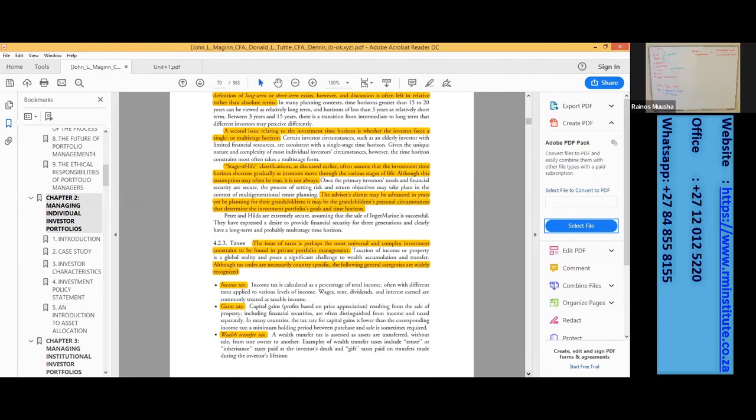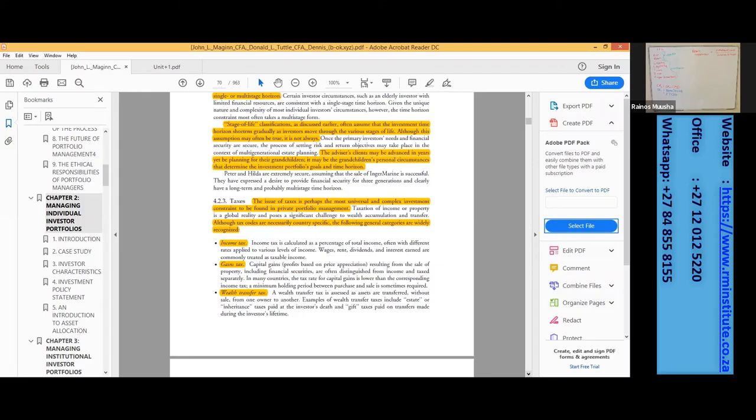The next issue that needs to be addressed is the issue of taxes, where they say the issue of taxes is perhaps the most universal and complex investment constraint to be found in private portfolio management. And if you skip the next sentence, they say, although tax codes are necessarily country specific, the following general categories are widely categorized. So which means when you're looking at tax issues, you need to take into account income tax to see exactly what is the income tax levied on individuals as well.